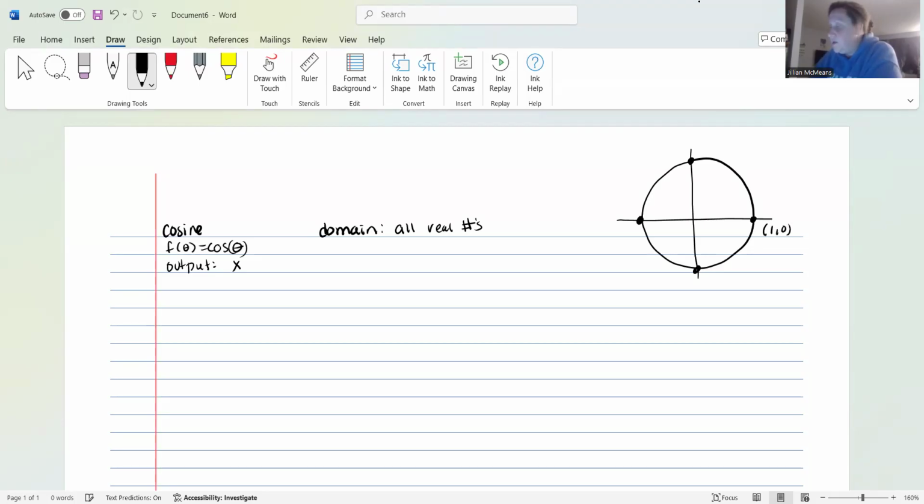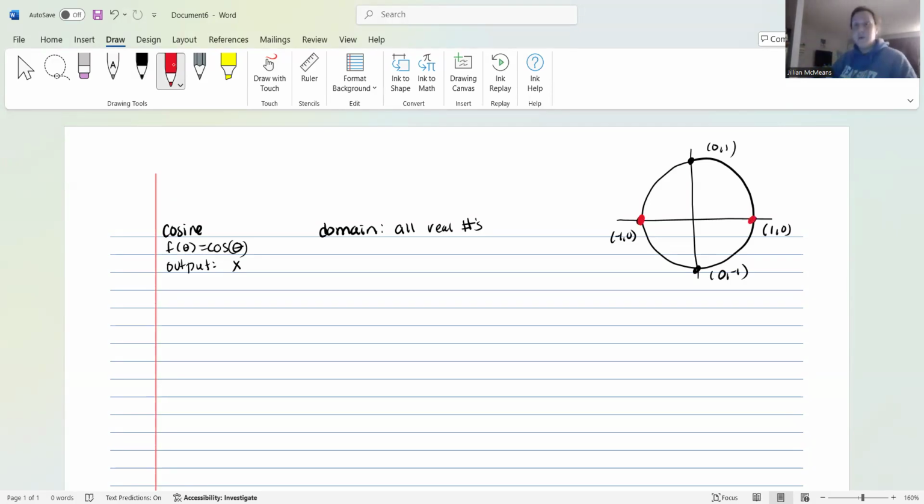So we have (1, 0), we have (0, 1), we have (-1, 0), and we have (0, -1). Those points are really important for understanding domain and range. Now, when it comes to the range of cosine, we're looking at the x coordinates of those points around the unit circle. So if we're talking x's, we can never be smaller than -1 on the x-axis, and we can never be bigger than +1 on the x-axis.